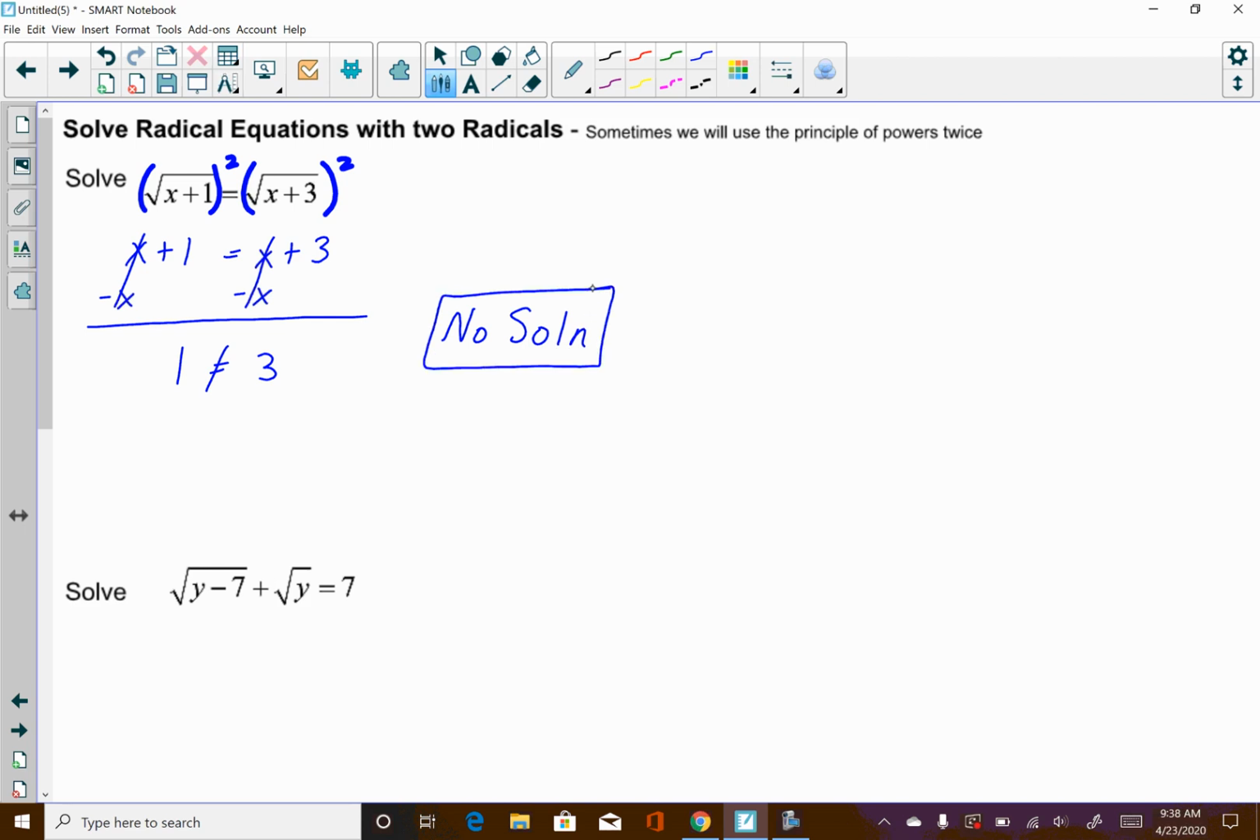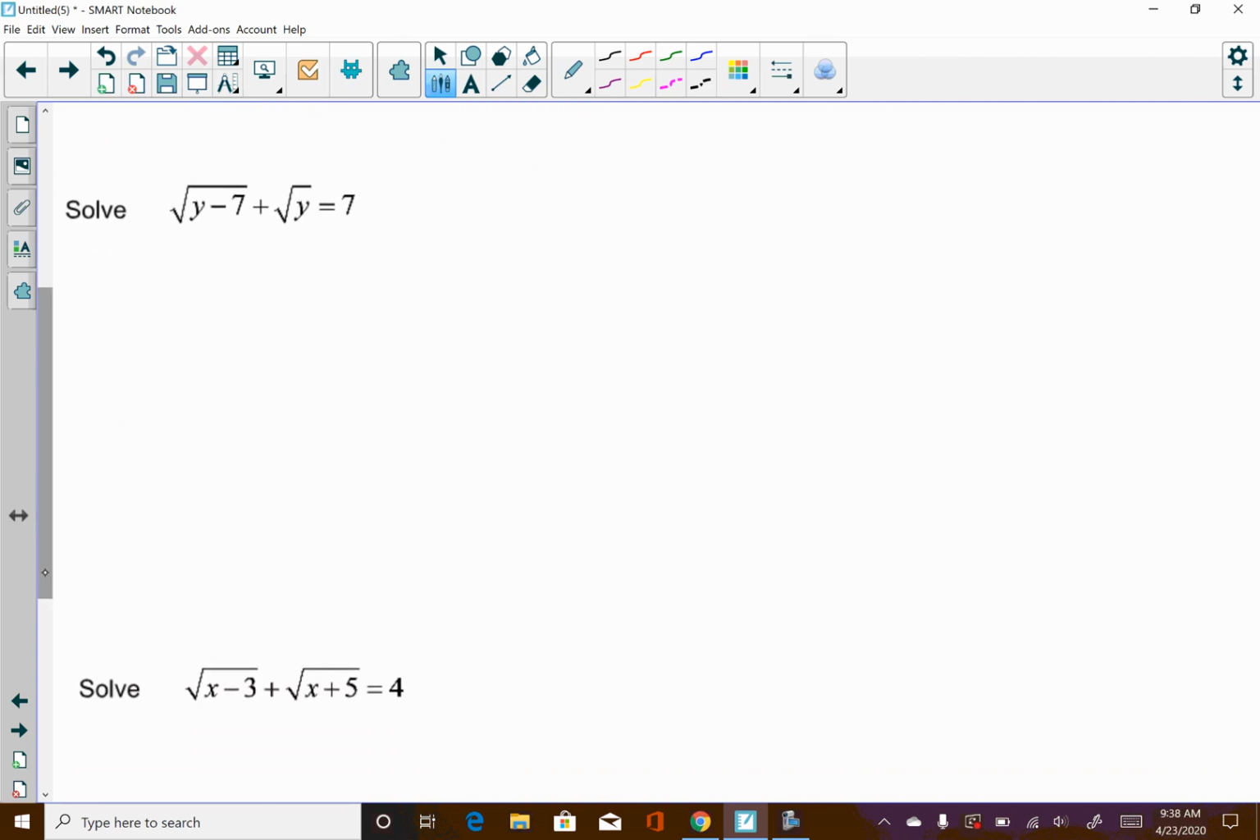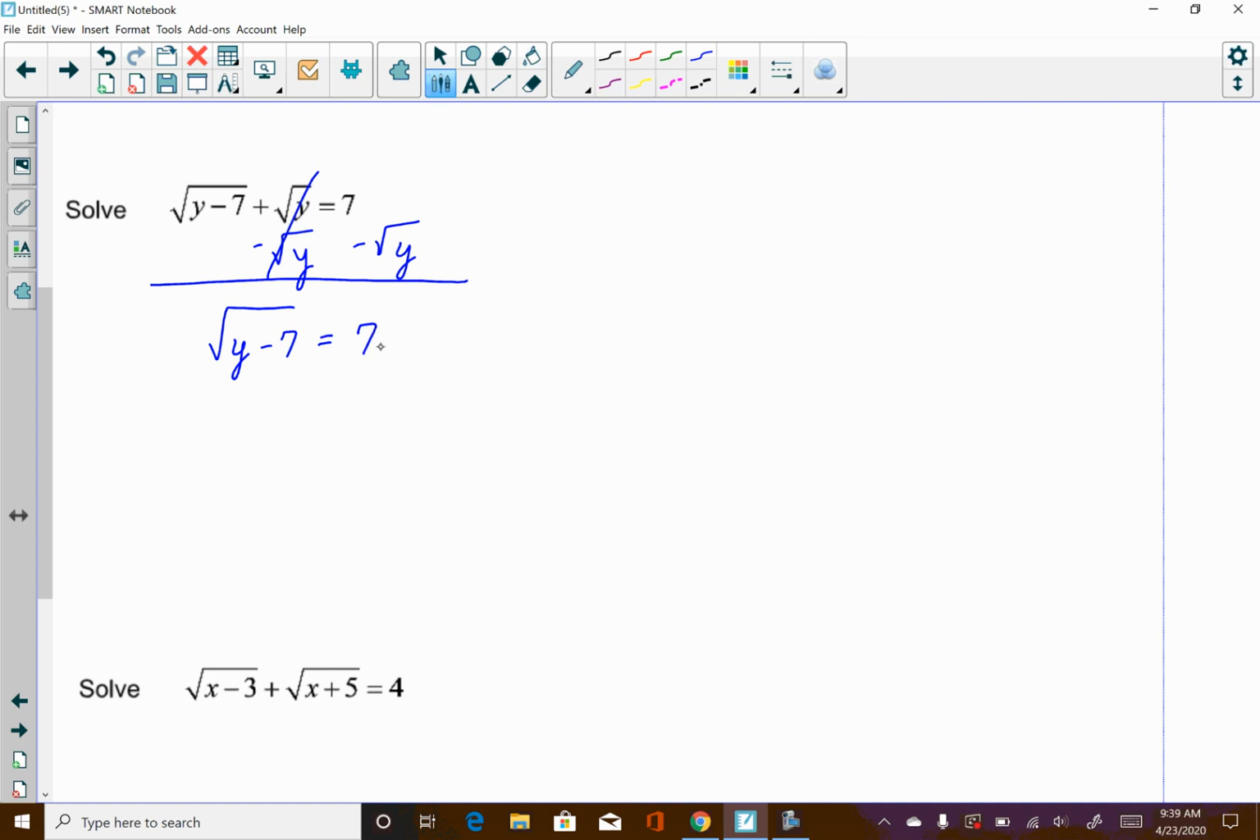Final answer there. All right, so let's scoot on down, step it up a notch, and look at the next problem. Again, you've got 2 square roots. You always want to isolate one of them, okay? It does not matter which square root I take over. I think I'll just take over the second one though. So I just subtract the square root of y from both sides, so that way it cancels out over here. I've got 1 square root all by itself. So the square root of y minus 7 equals 7 minus the square root of y.